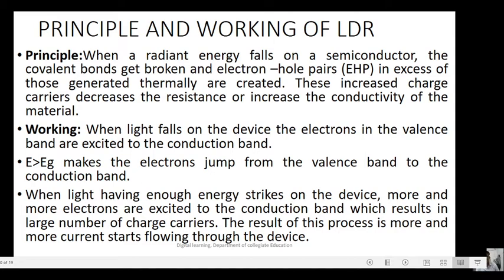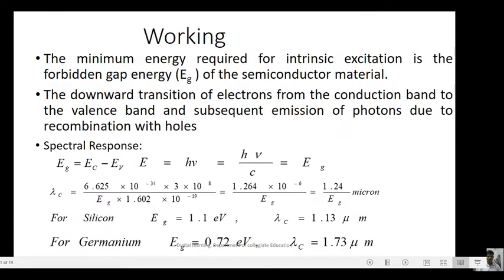When light having enough energy strikes the device, more and more electrons are excited to the conduction band, which results in a large number of charge carriers. The result of this process is that more and more current starts flowing through the device. Working: the minimum energy required for intrinsic excitation is the forbidden gap energy Eg of the semiconductor material. The downward transition of electrons from the conduction band to the valence band and subsequent emission of photons is due to recombination with holes. Spectral response: Eg is equal to Ec minus Ev.